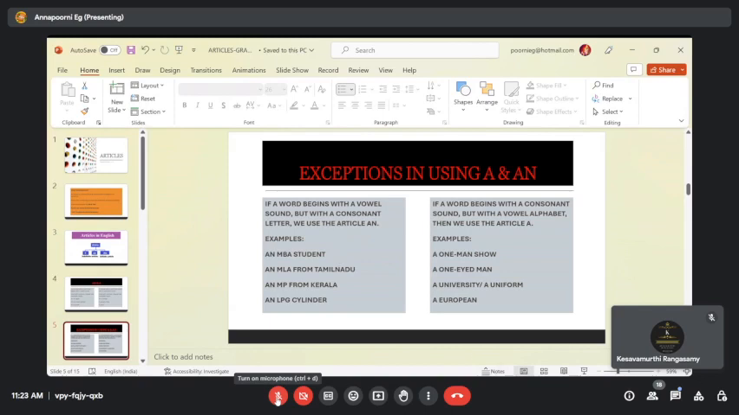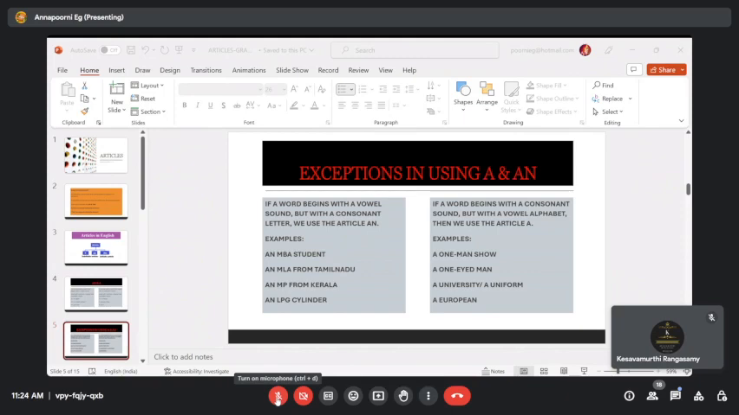The sound of A, E, I, O, U, vowel sound, ma'am. Yes, because when we say MLA, if I say M, the A sound is coming, right? MLA, MP, then LPG, LPG gas. MP, member of parliament. So here the sound becomes em, a, em. So that's the reason we are using the article an instead of a.